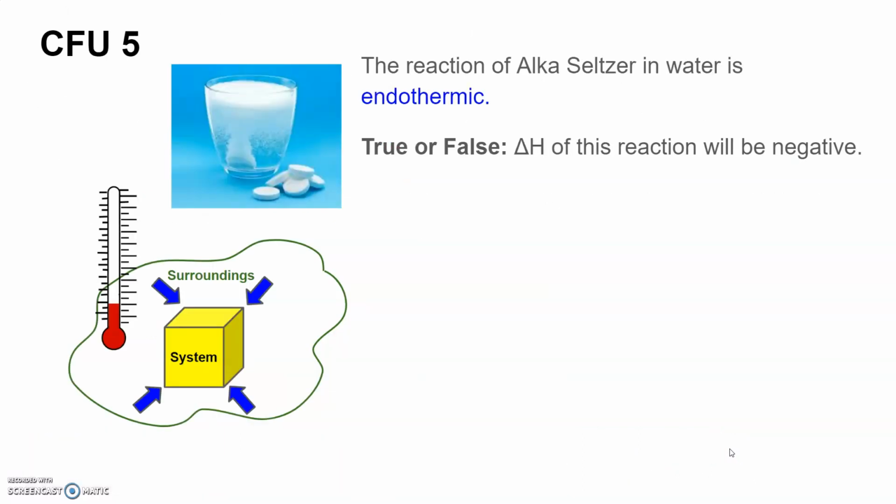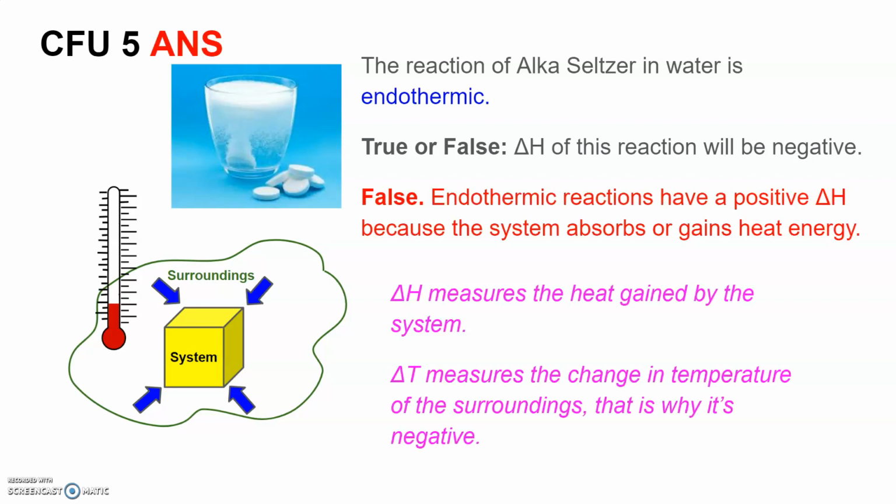All right, last couple of CFUs. The reaction of Alka-Seltzer and water is endothermic. True or false, the delta H of this reaction will be negative. Pause the video now. When you press play again, the answer will be revealed. It's false. This is an endothermic reaction. So if it's endothermic, delta H will be positive because you're absorbing heat energy.